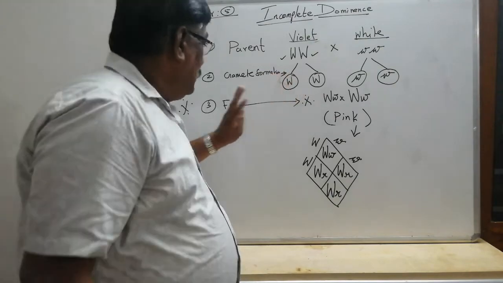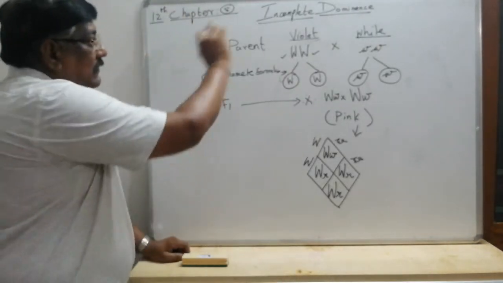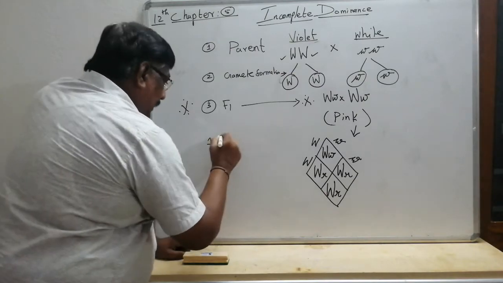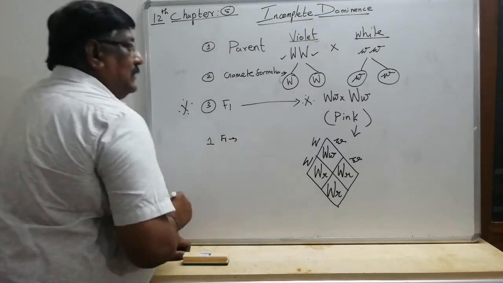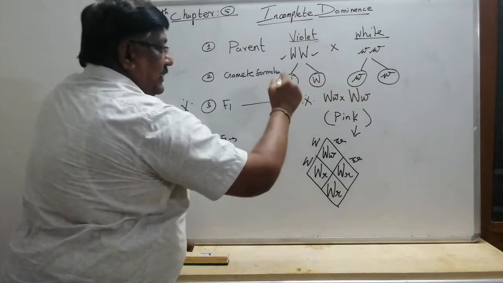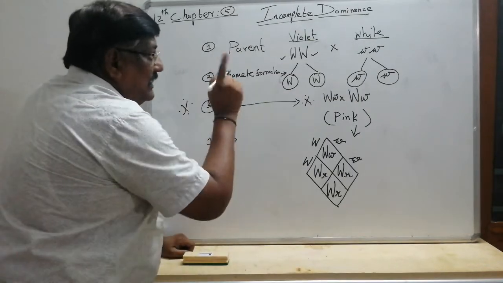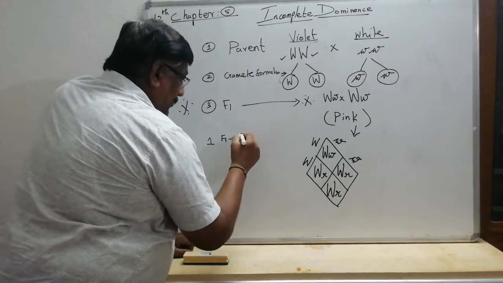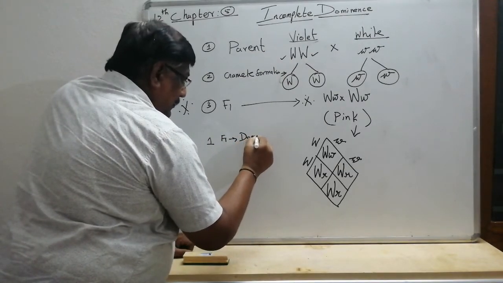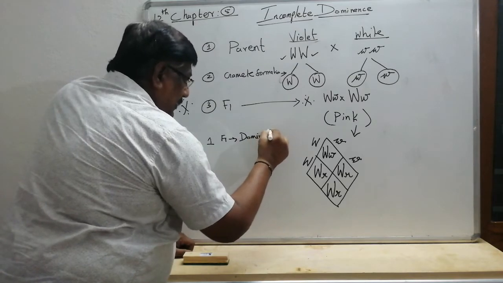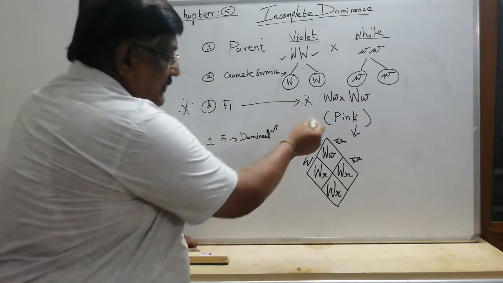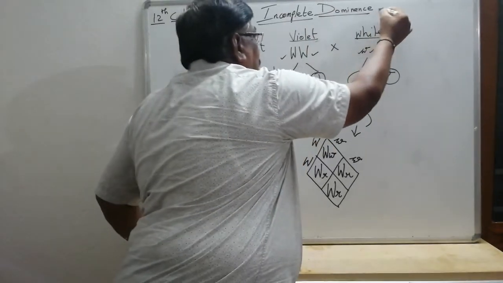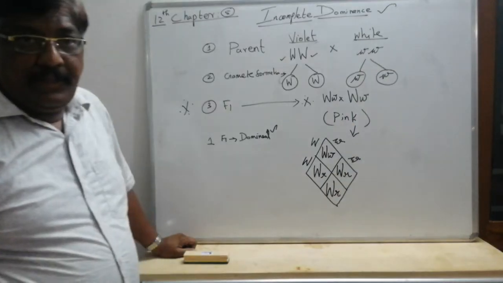Okay, when you explain this, one thing you should remember. In the F1 generation, in a monohybrid cross, what is produced? Always the dominant is produced. Do we have a dominant here? No. That is why it is called incomplete dominance.